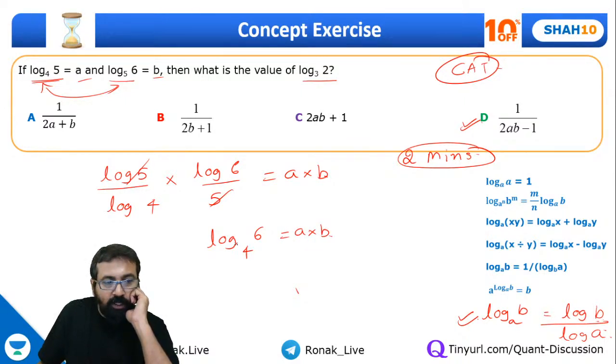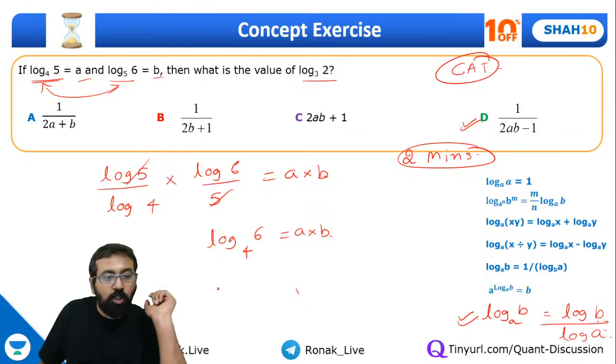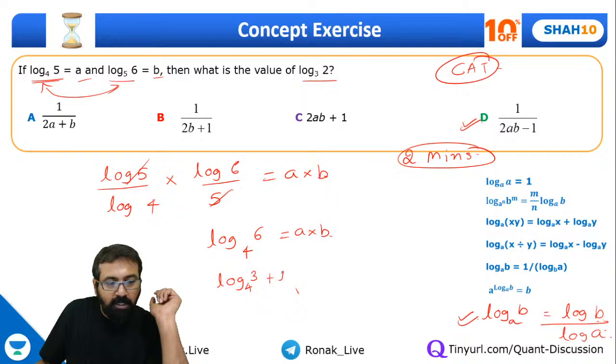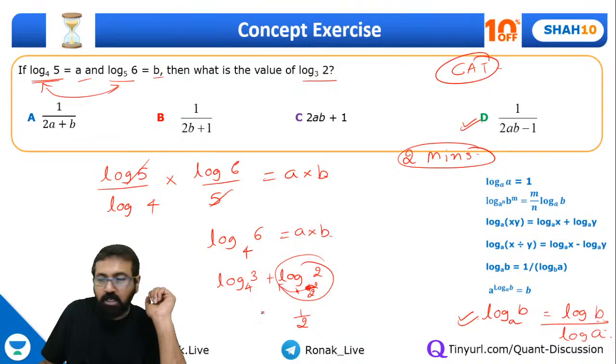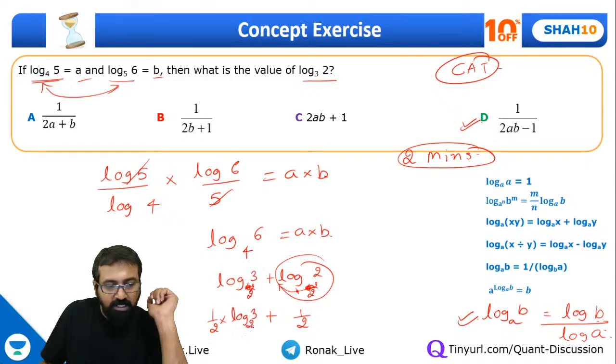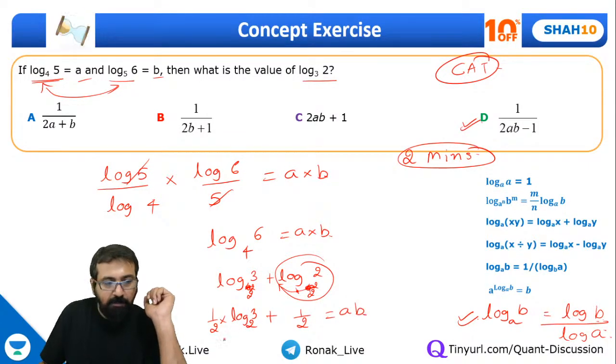Now guys, log of 6 is nothing but log of 3 plus log of 2. So log of 3 with base 4 plus log of 2 with base 4. Can I say log of 2 with base 4? This 4 is nothing but 2 square. So this will come out to be 1 by 2. We have solved sufficient questions, so this power will come in the denominator. And 4 is nothing but 2 square, so again, this will come out in the denominator. So 1 by 2 into log of 3 with base 2. And this is equal to AB.